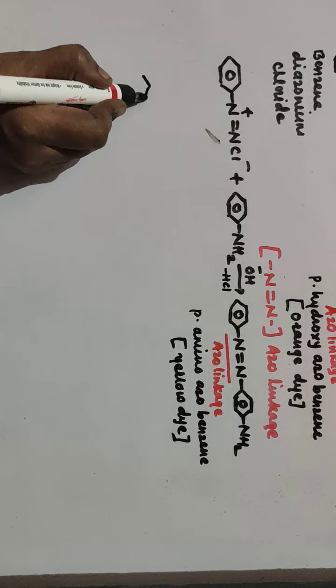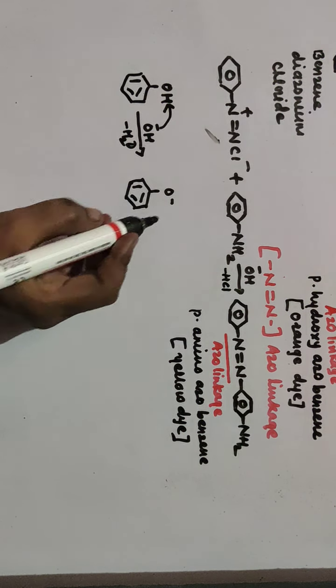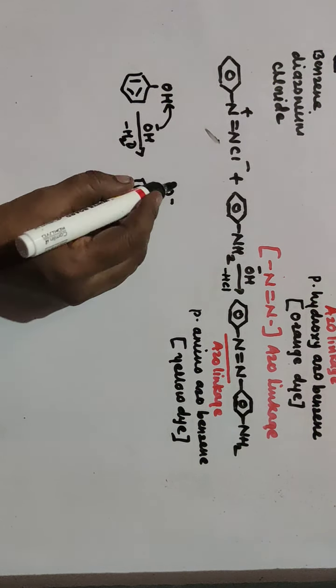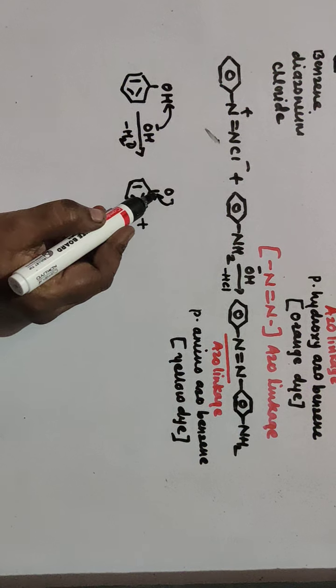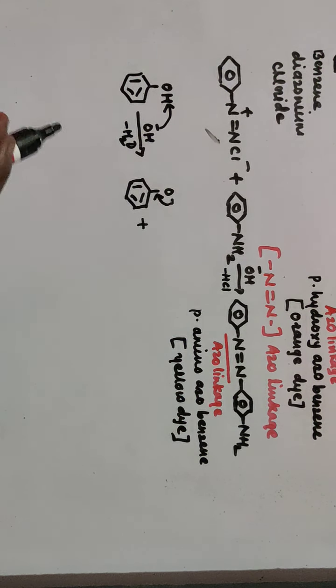O minus. By removal of water molecule, OH and H come together to form a water molecule. So here in this case there is a formation of O minus ions, and when there is a delocalization of electron pair again, there is a formation of a new bond between oxygen and the carbon atom of the aromatic ring.